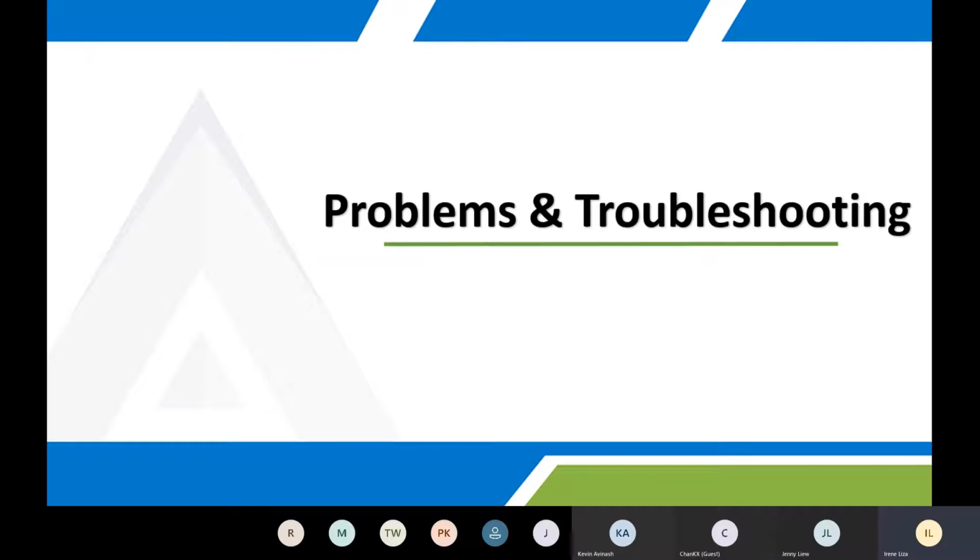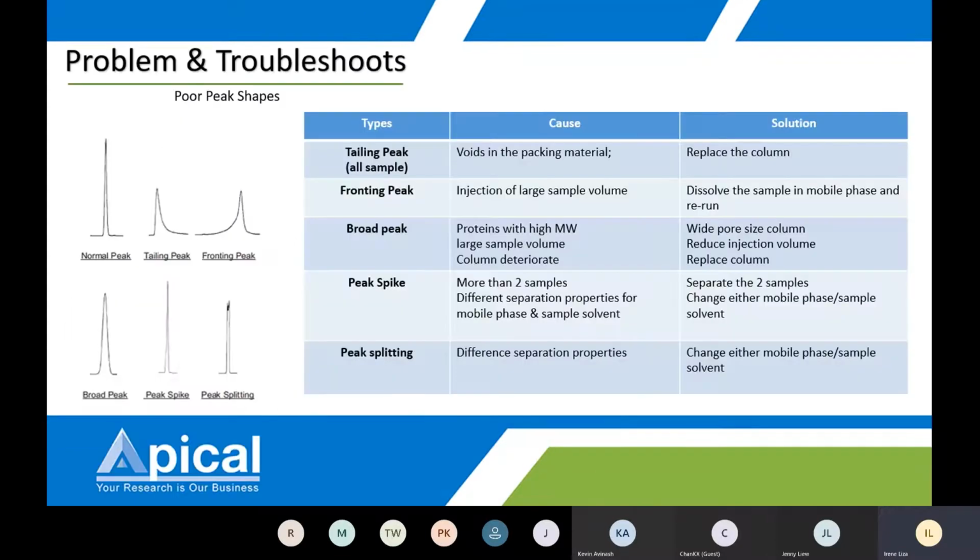Now let's move on to some of the problems which customers commonly face. A very prominent problem is from peaks. They tend to have poor peak shape. For example, on my left, you see a normal peak, which is sharp, but you also see a tailing peak, fronting peak, broad peak, spike, and also splitting. All of these actually have a cause, and there is also a solution.